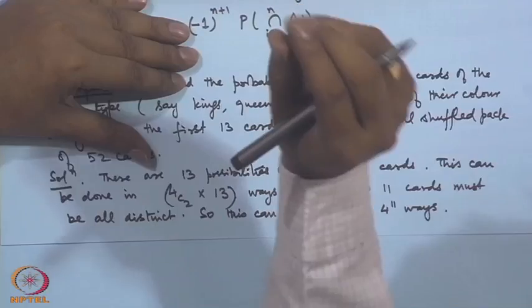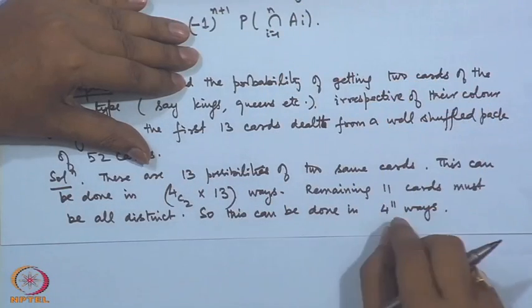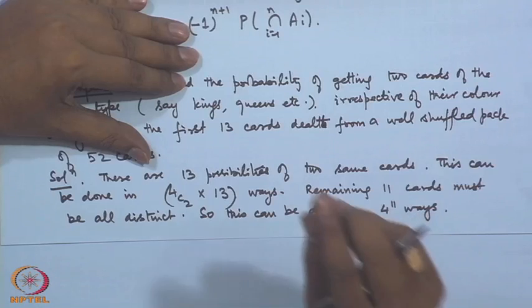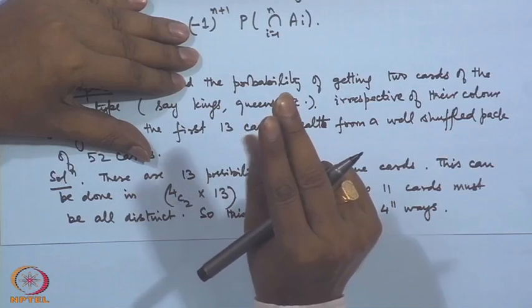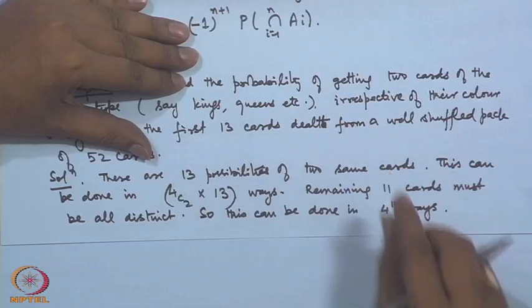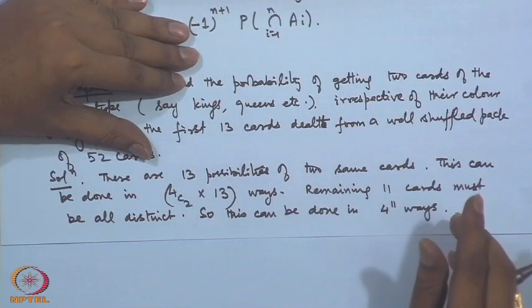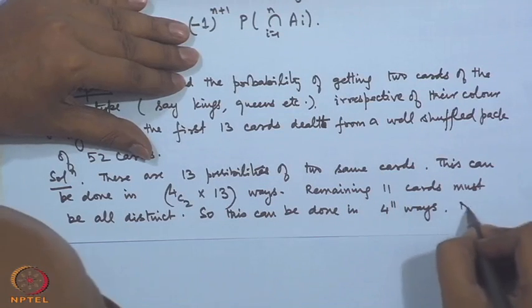Now, we have chosen one type here, for which 2 cards are there. Out of the remaining 12 types, 11 have to be chosen. So, that can be done in 12C1 ways. Now, this selection of 11 cards from 12 types can be done in 12C11 ways.